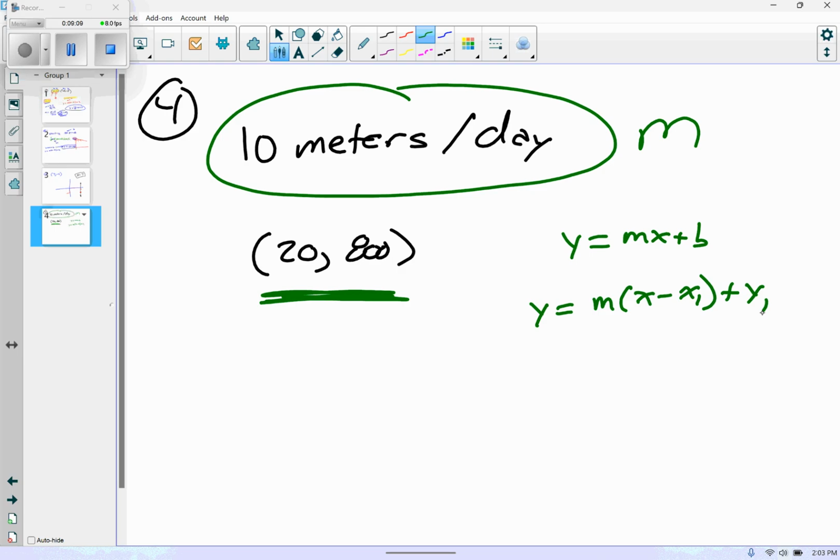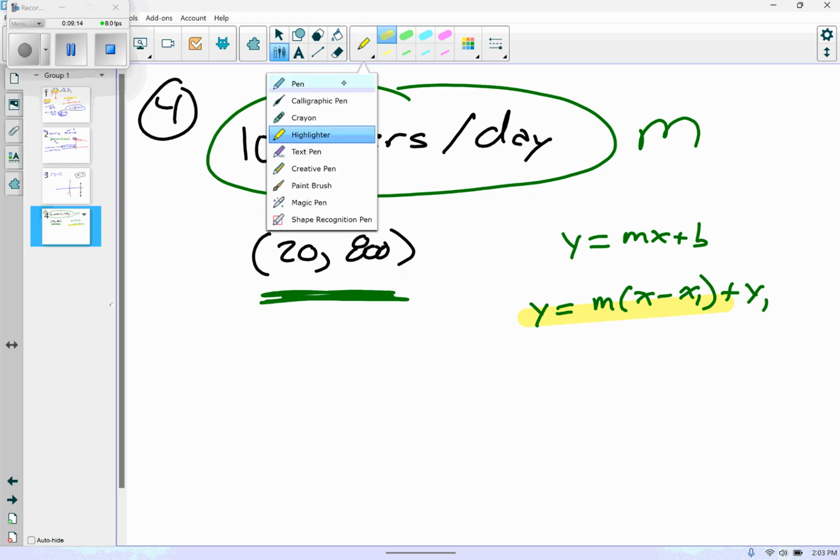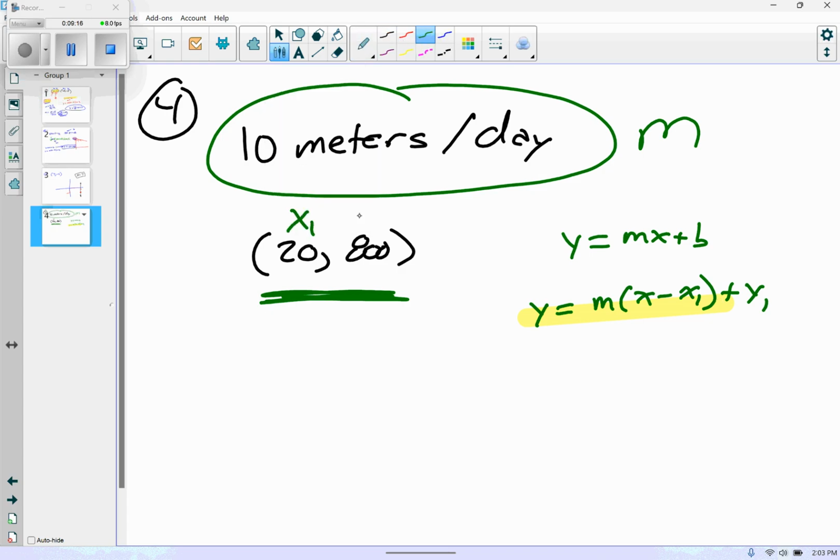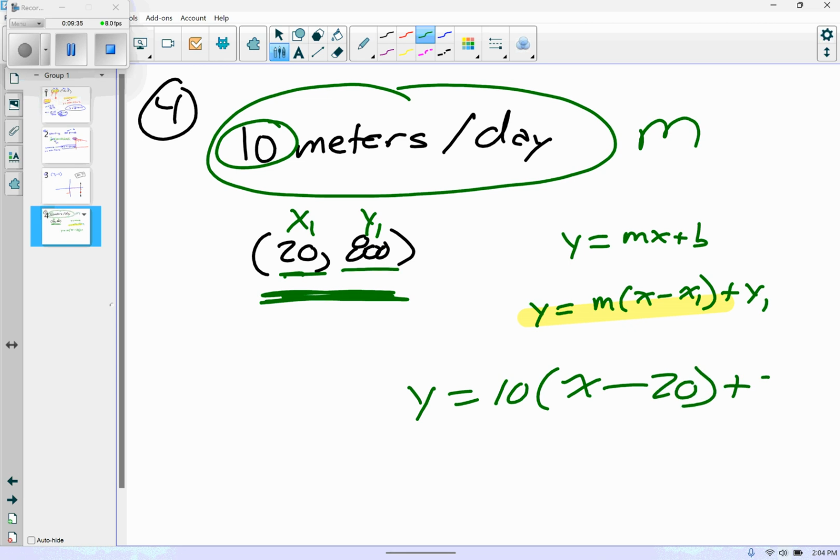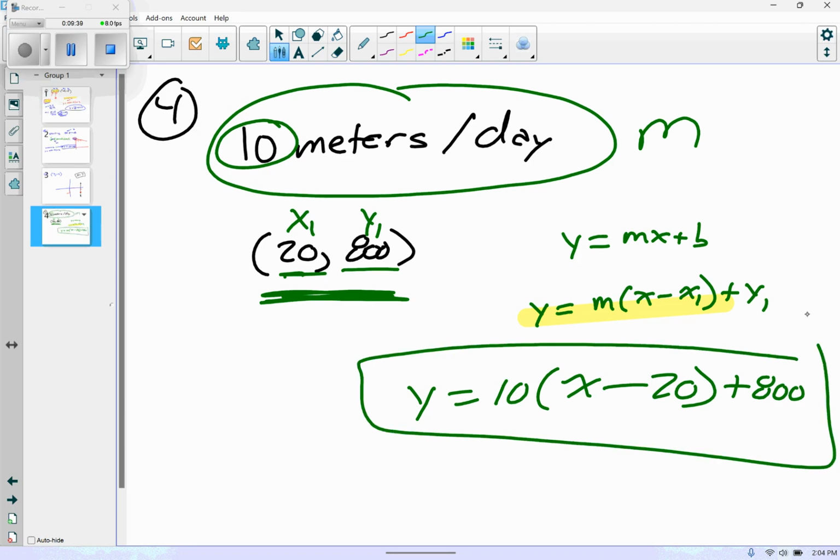The second one. I want to use the second one, and this is y. I'm going to call this x1. I'm going to call this y1. You still with me? This is our slope. So we have the slope. So I'm going to go y equals 10, x. Okay, notice there's a minus sign there. That's a positive 20, so it's going to be minus 20. There's a positive sign there. That's a positive 800. That's our equation we should use. It's called point slope. Okay?